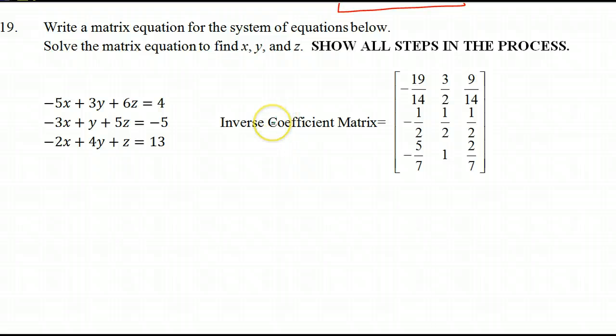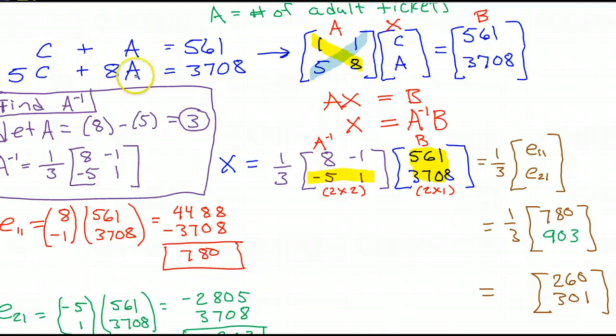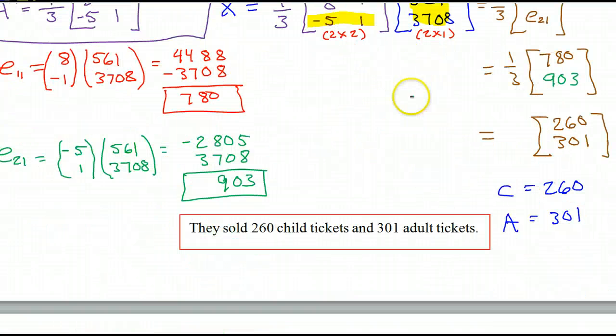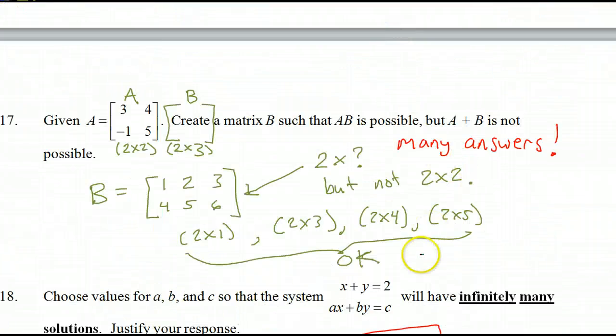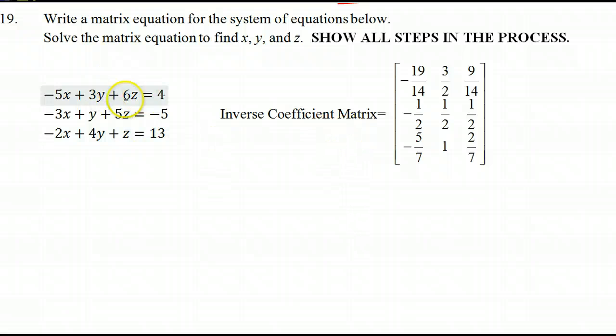Let's move on to number 19. We're going to solve another matrix equation. Now this is going to be similar to when we did this word problem up here, and we made the system ourselves, but then we had to do this whole A times X equals B business. We're going to have to do that again for this problem. But this time they give us the system of equations, and there are 3 of them. Okay, so here we go.